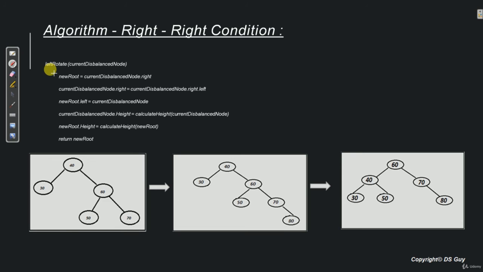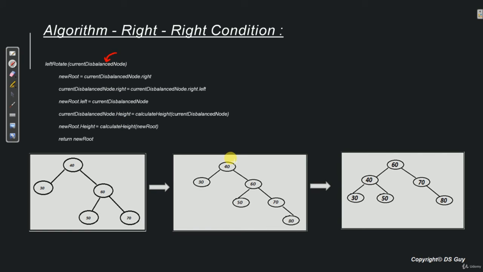Now as you would have already guessed, this left rotate algorithm is exactly the same as what we have seen in the previous video, that is left right condition. The only difference over here is the parameter that we are passing. In the previous left rotate we saw that the parameter that we were passing was the disbalanced node's left child, but in this case we are passing the disbalanced node itself. Rest of them remains as it is.